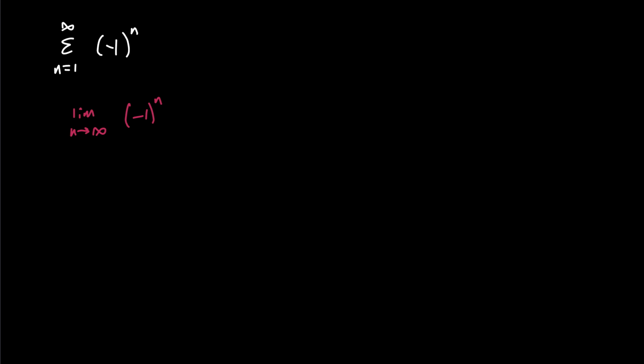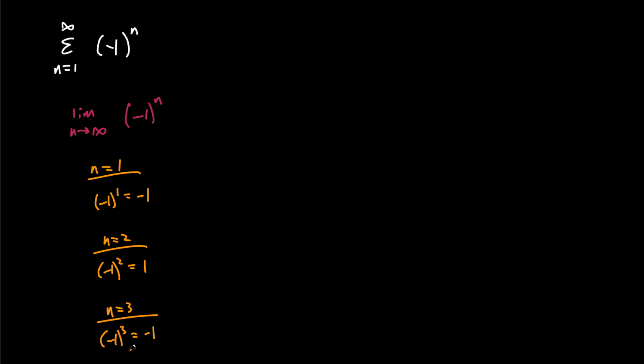With this limit, I'm going to think about what the terms do as n increases. So again, what happens when n equals, let's say, 1? Well, I get negative 1 to the power of 1, which is negative 1. If I chose n to be 2, I would get negative 1 squared, which would be equal to 1. If I chose n equals 3, I would get negative 1 cubed, which would equal negative 1. And we would see this repetitive cycle going on where we alternate between negative 1 and 1, negative 1 and 1, and so on and so forth.